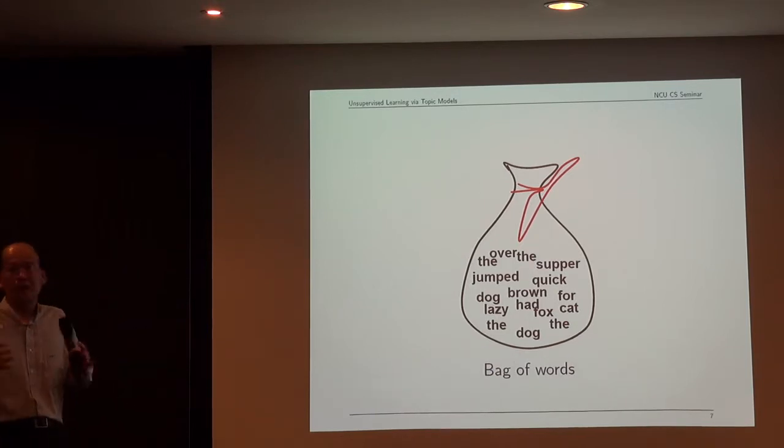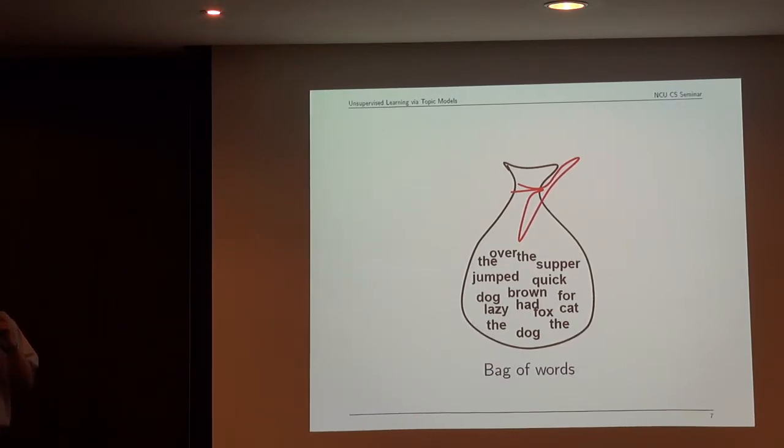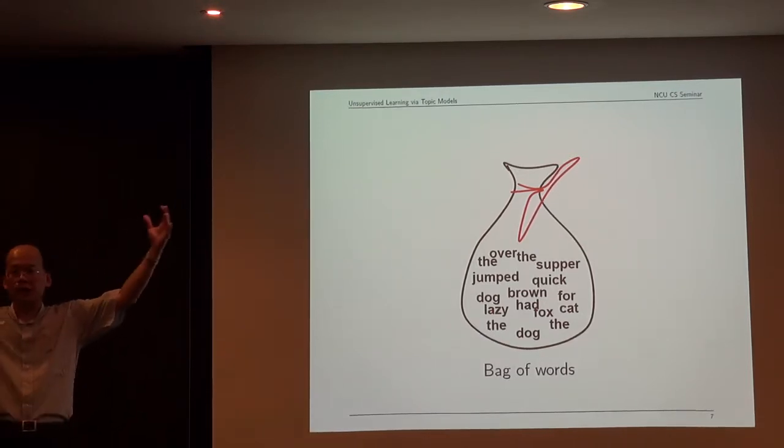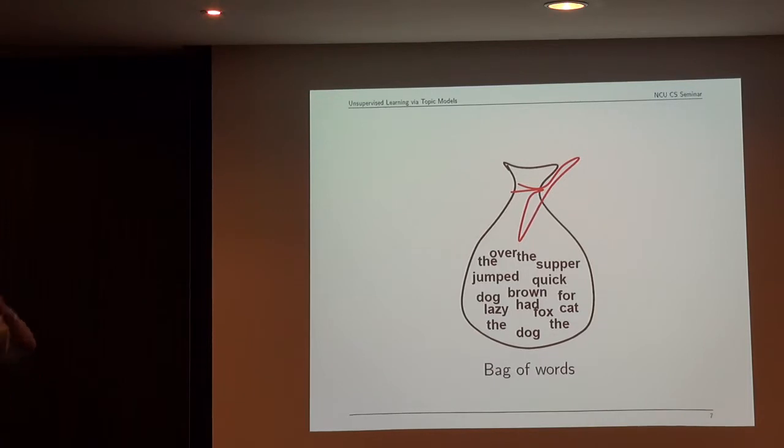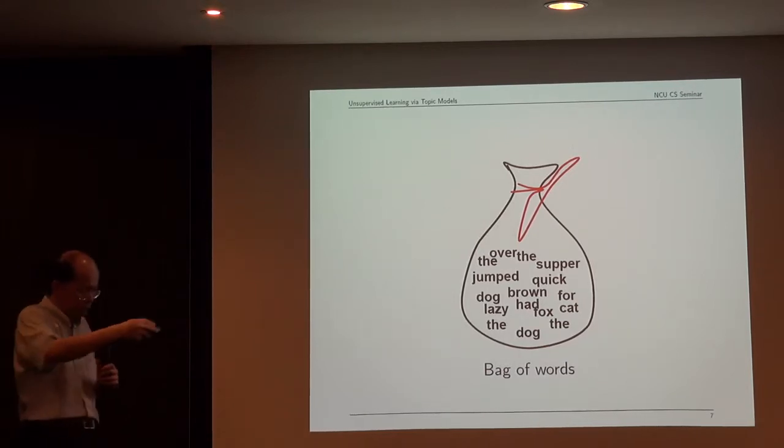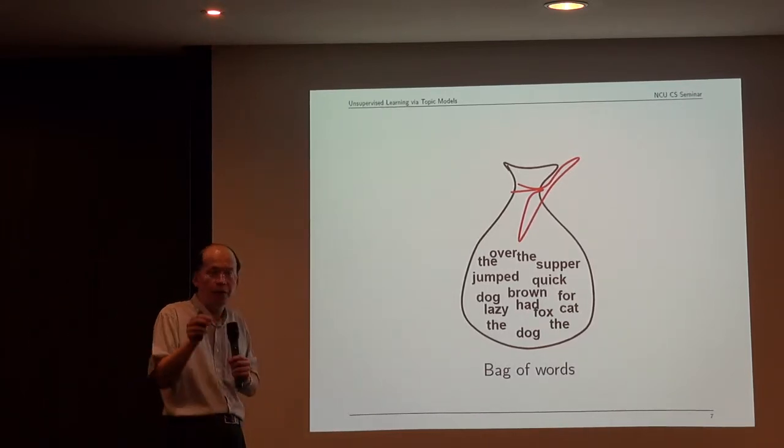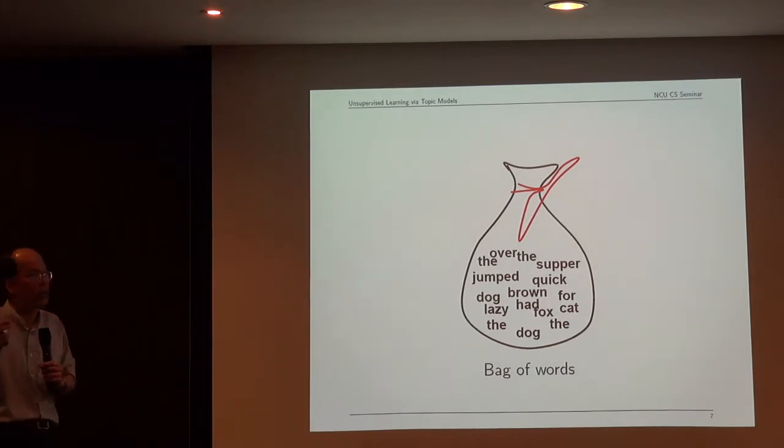So in the beginning, starting from scratch, how can we build a topic model? Suppose we collect a lot of data. We put it in the bag. In this bag, we have many words. Some words may happen many times. Many other words may happen very rarely, just one time or two times. But anyway, we have a bag of words.